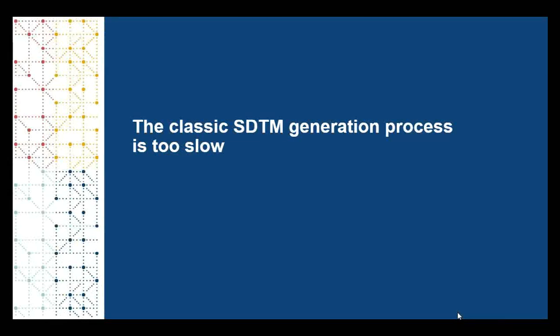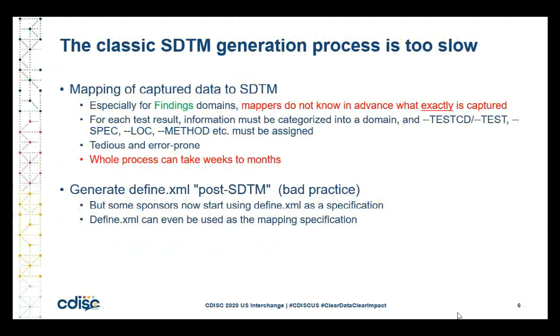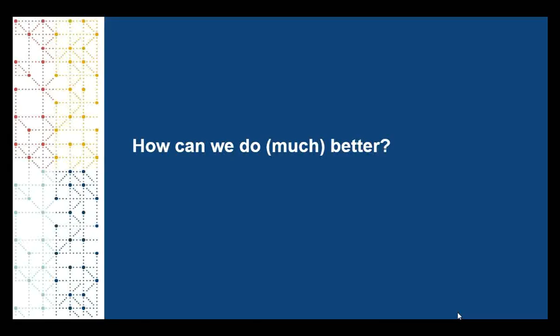Let us start with the SDTM generation process. The classic SDTM generation process is too slow. The reason is that, especially for findings domains, we usually do not know what to expect, and we must categorize every captured data point into not only domains, but also variables. As we usually do not know exactly which tests are performed, this process is tedious and error-prone. So how can we do much better?